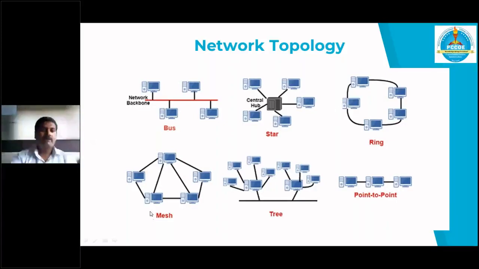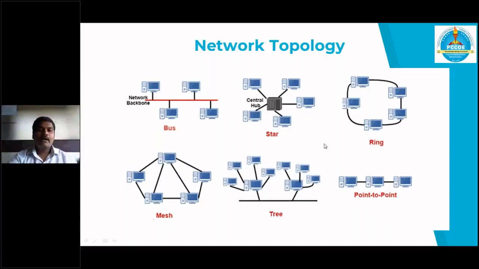Next, you can have the mesh topology, where all the devices are connected directly to the respective destination systems. It creates a complex kind of structure, isn't it? We can use it, but here the investment is more, as more cables are needed. Next is a tree-like structure. We can have a combination of bus as well as star topology. We can consider this a hybrid kind of topology. And finally, point-to-point, that is node-to-node communication.